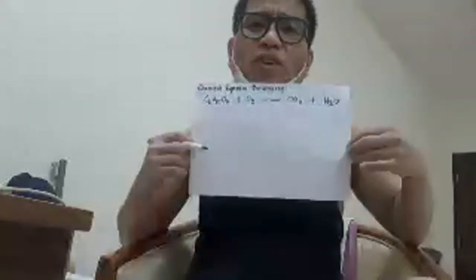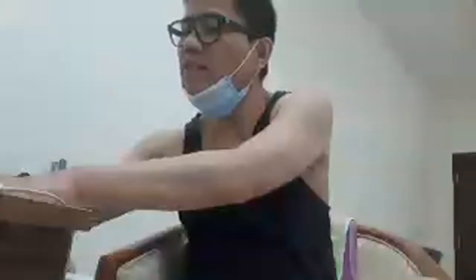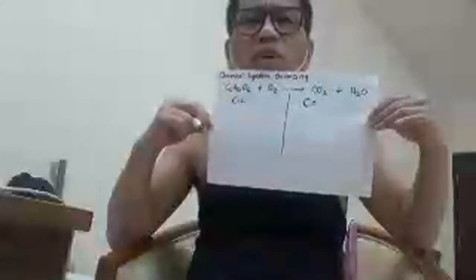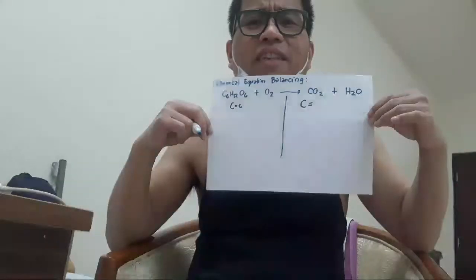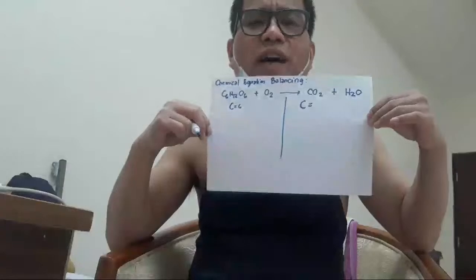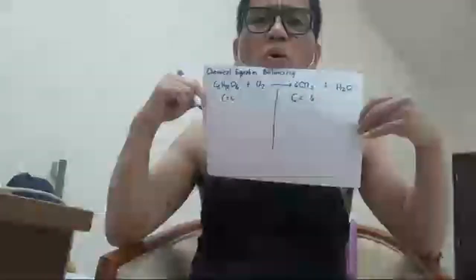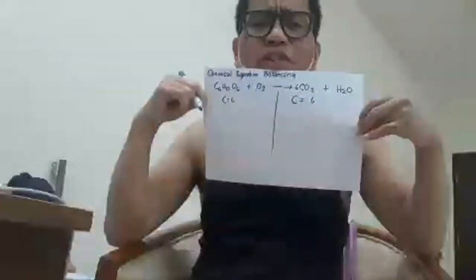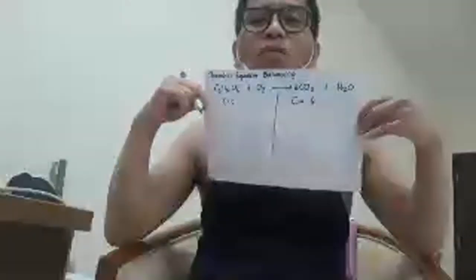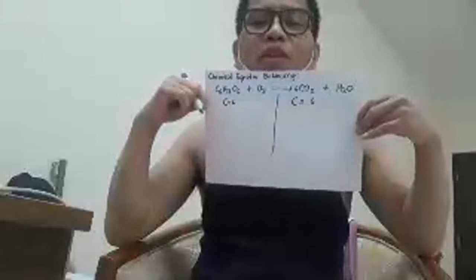So let's start first with the carbon. There are 6 atoms of carbon in the reactant, but in the product, only 1 atom of carbon. So we need to put 6. So now, balance carbon.